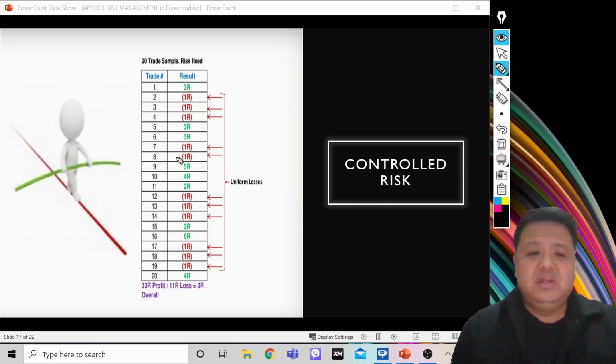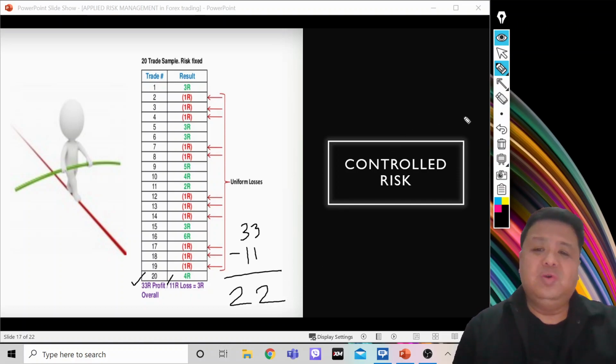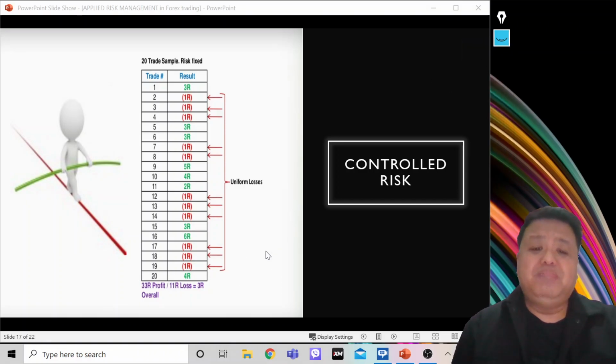Now, overall, sa 20 trades, 33 yung reward, 11 yung risk. So pag minus mo yan, 33 minus 11, may net siya positive 22. Okay? Yun po yung dapat na ma-achieve natin. Uniform yung losses, consistent po ang profitability ng trader.